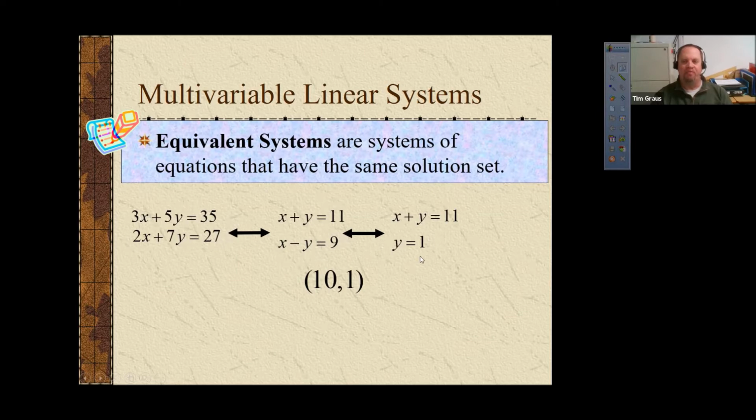And let me give you one final system of equations. x equals 10, y equals 1. Well, that's a system of equations. It has two variables. There are two equations. And the solution is that x equals 10 and y equals 1. Now that is the easiest system of equations to solve.